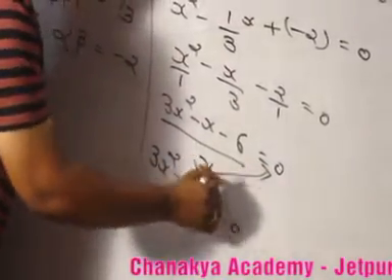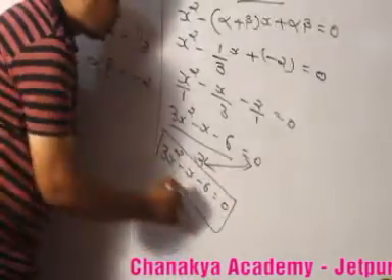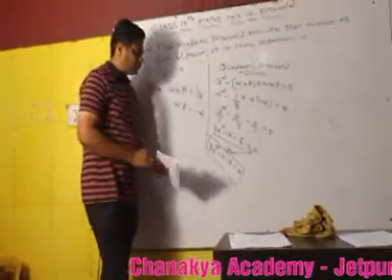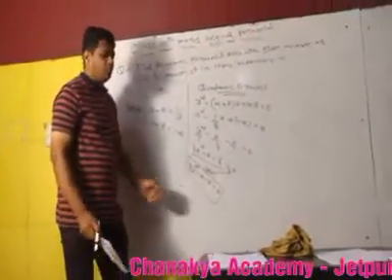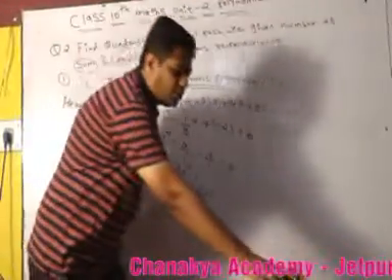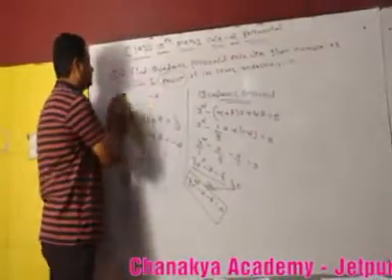3 into 0 will be 0. Finally, 3x square minus x minus 6 equal to 0 is our quadratic polynomial. Now we are moving to the next question.